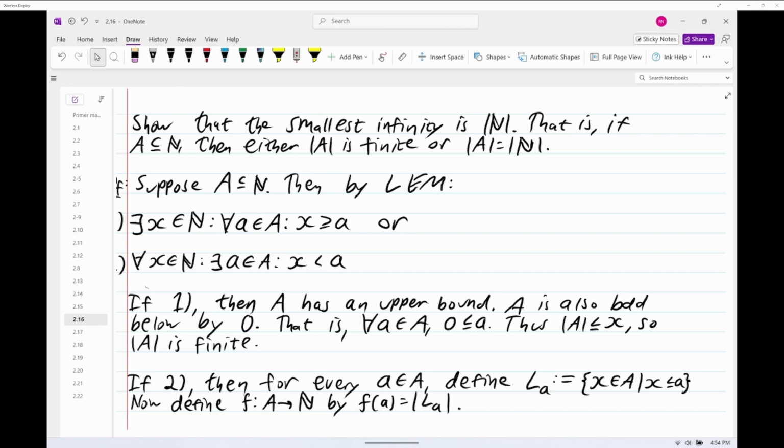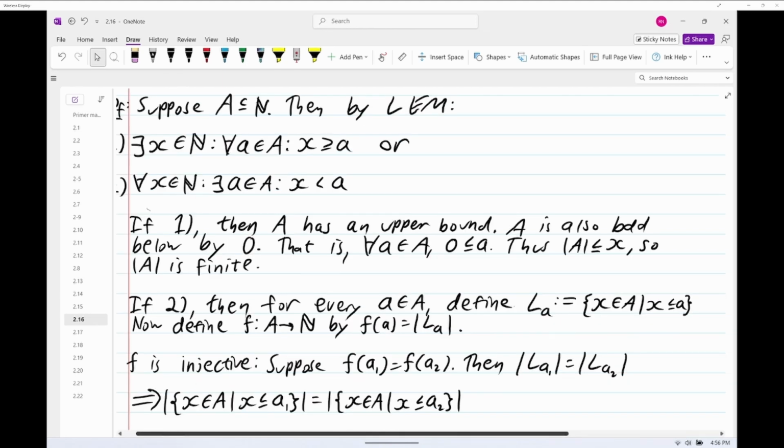For every element A of big A, define LA to be the set of X in A such that X is smaller than or equal to A. So every LA is just the things that are smaller than A. And we're going to define a function from A to N by f of A equals the cardinality of LA. We need to show f is injective.